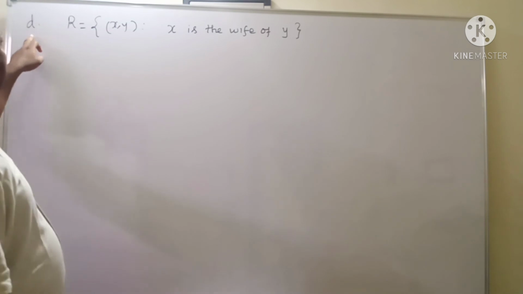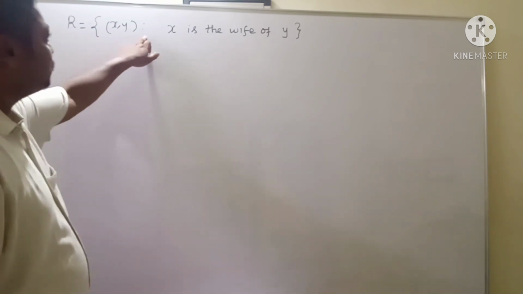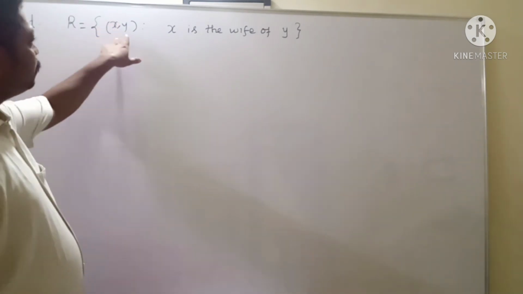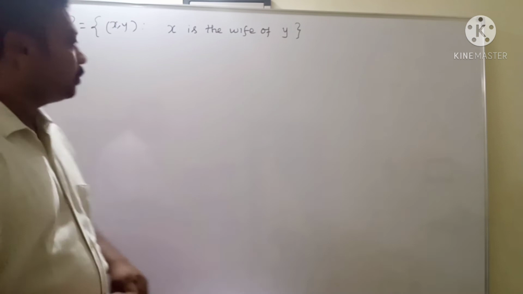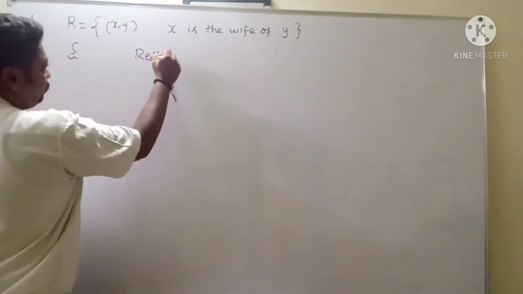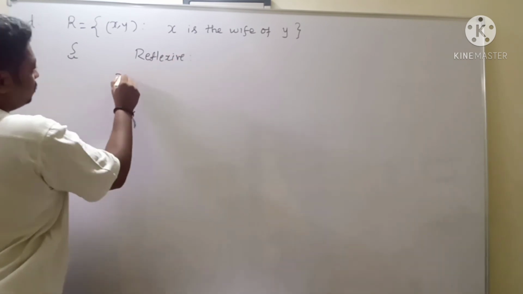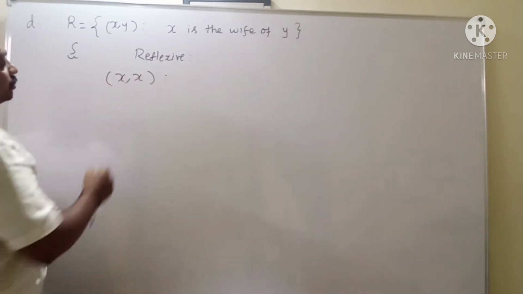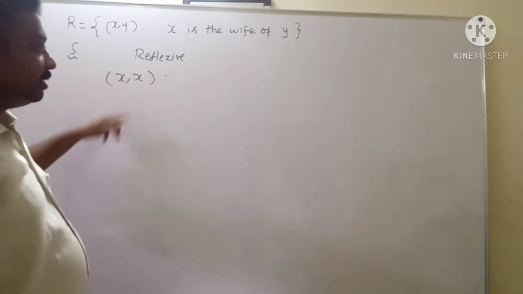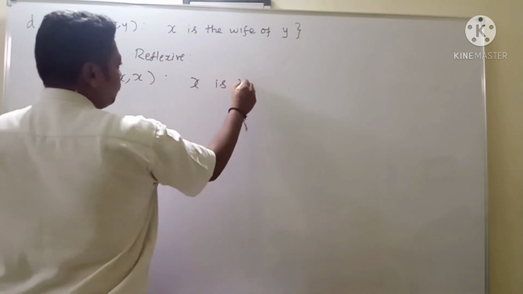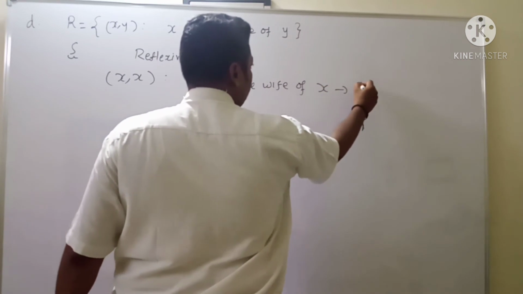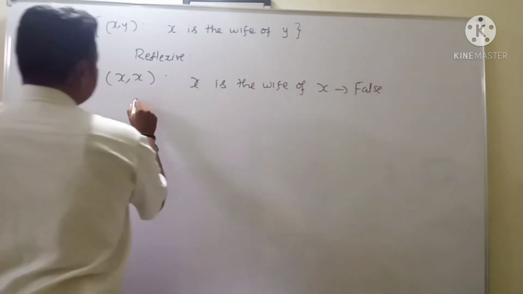Coming to the next subpart, R equal to x comma y such that x is the wife of y. If you write x comma y, it means x is the wife of y. So let's check for the reflexive. x comma x means x is the wife of x. One cannot be the wife of himself, right? So that is false. So this is not reflexive.